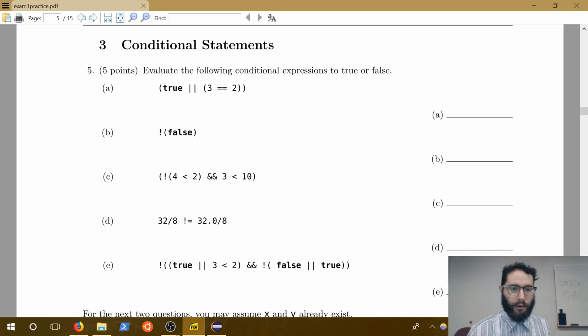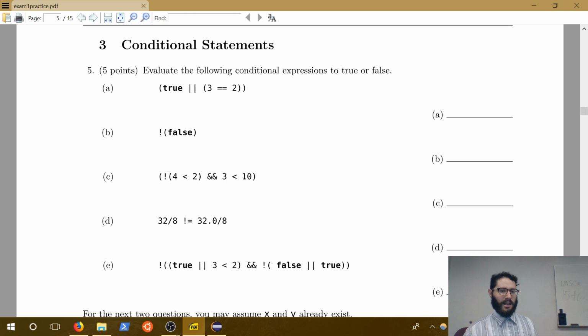All right. So the opposite of 4 less than 2. So 4 is less than 2. That is false. But not false would be true. So this side is true. And 3 less than 10, that's also true. So true and true, this thing is true.